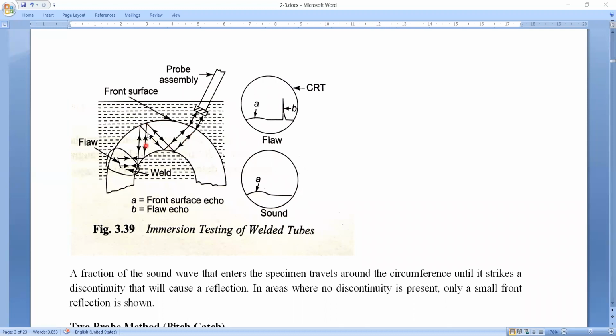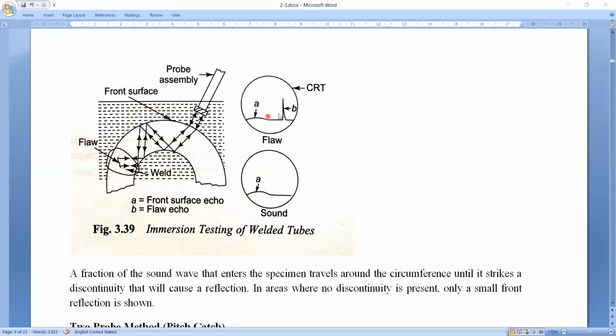Those sound waves are reflected and reflected inside. Based on the wave travel, if there is any crack in the middle, then we can find the cracks. See this. If there is no crack, there is only the front surface echo. The front surface echo is obtained because in immersion testing there is a couplant, that is the water, between the probe and the object. This is the front surface echo without defects.